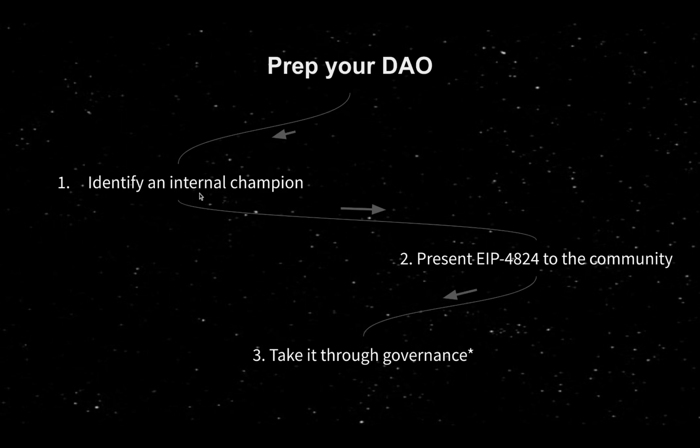Once this internal champion is identified, this person can start obviously by watching this video series, by going through our materials, by checking out all the other DAOs and governance frameworks that have adopted EIP 4824. There are a few of them. Once that is done, that person can present EIP 4824 to the community. This is typically a forum post.